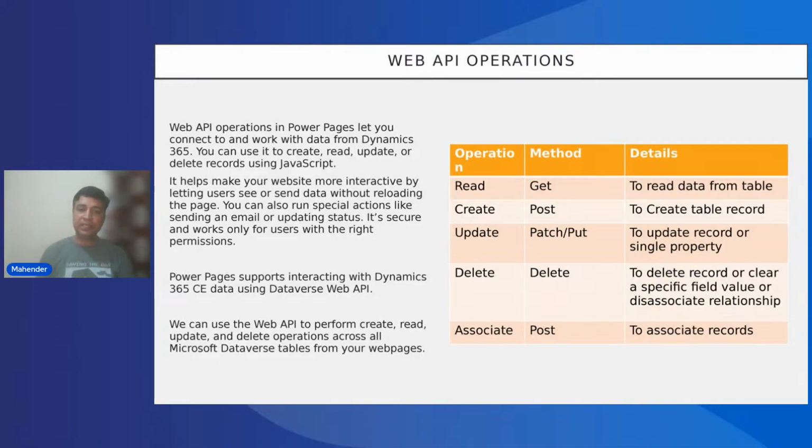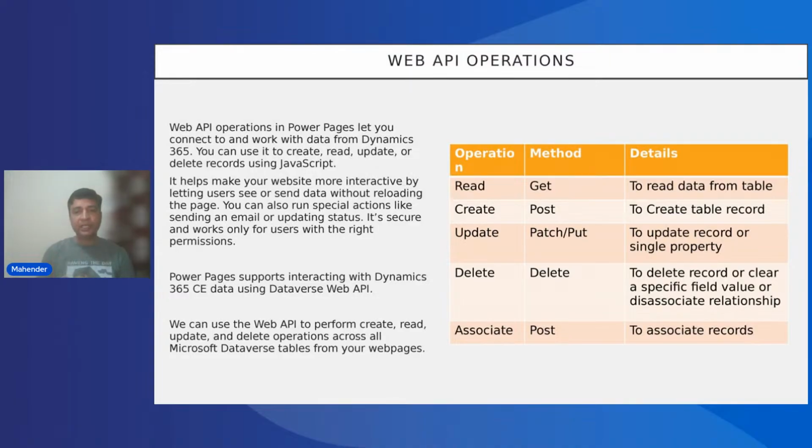The next one is create. Let's take an example where, from the account web page, we want to create some kind of task, or maybe we want to create an opportunity depending on some data that we are collecting from the account. Based on the data, we want to create an opportunity record, a contact record, or a task record. Those things can be done using the POST method, and it allows us to create a record for a table of the Dataverse, right?